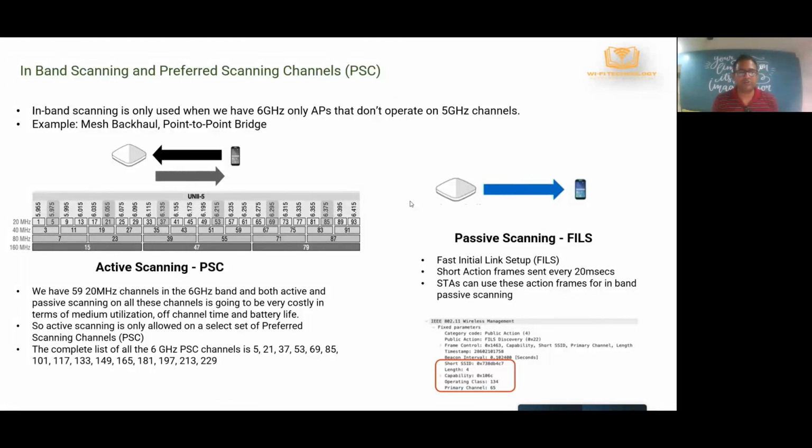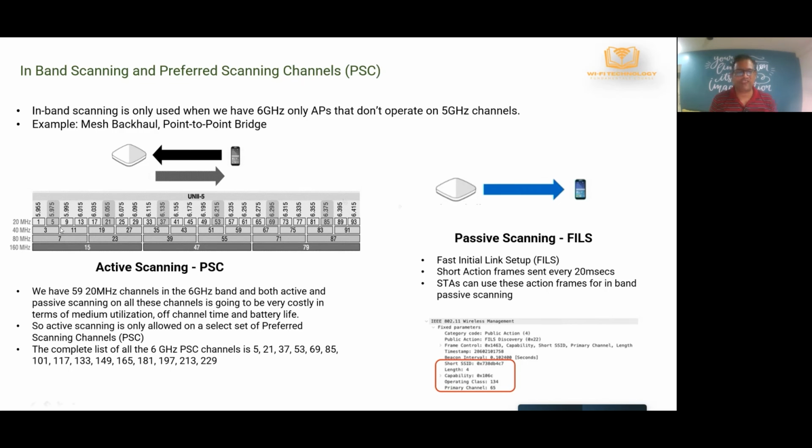Now when you're doing in-band scanning, there are two standard methods, active scanning and passive scanning. With active scanning, of course, you don't want to go through all 59 20 MHz channels and scan on all of them, right? That takes a long time. So there is a concept called PSC, or preferred scanning channels, which means there are some channels that are picked, those are the only channels you need to scan on, and you don't have to scan on all channels.